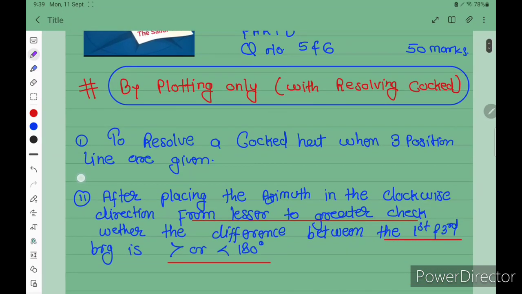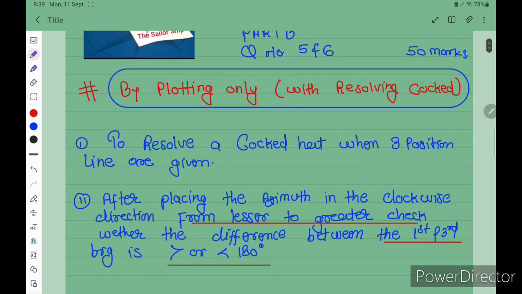To resolve a cocked hat when 3 position lines are given, in this type of numerical we generally get 3 position lines. So first we discuss how to proceed with this type of numerical, then we have to solve these two numericals which are more frequently coming.